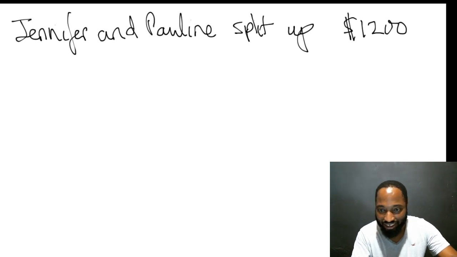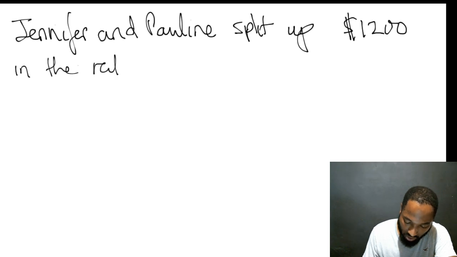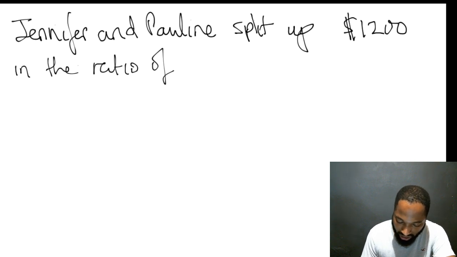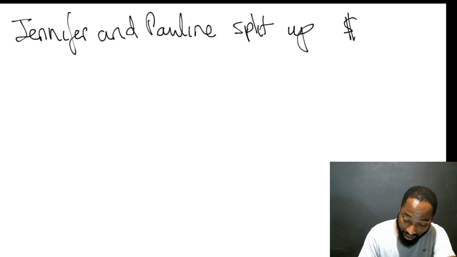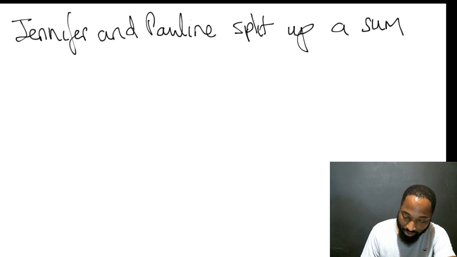I'll take it. Alright, Jennifer and Pauline split up 1200 in the ratio of, let's use a ratio like this, 7. Scratch everything. Don't scratch everything, Corinne. I just realized I'm doing another style of question. So what they'll do is say Jennifer and Pauline, sorry about that, guys, Jennifer and Pauline split up a sum of money.